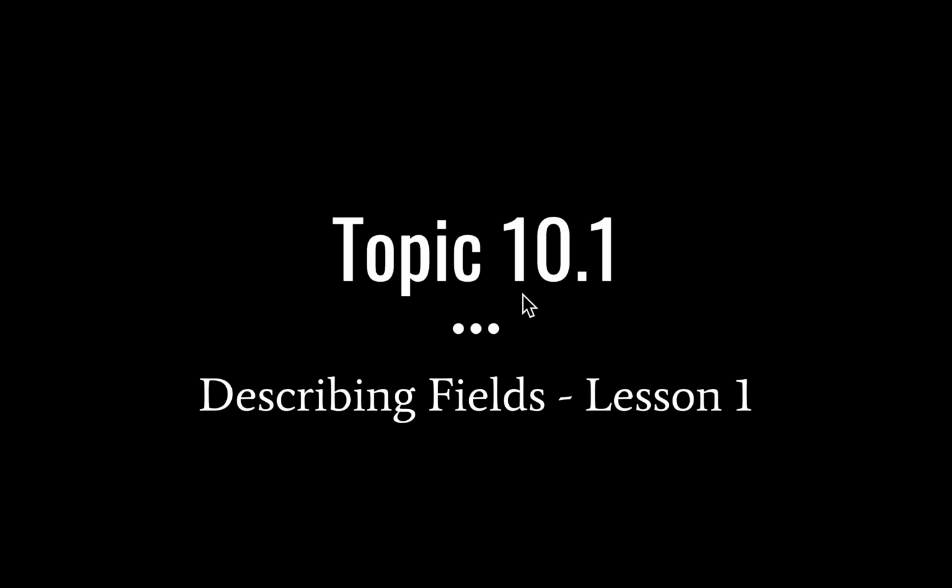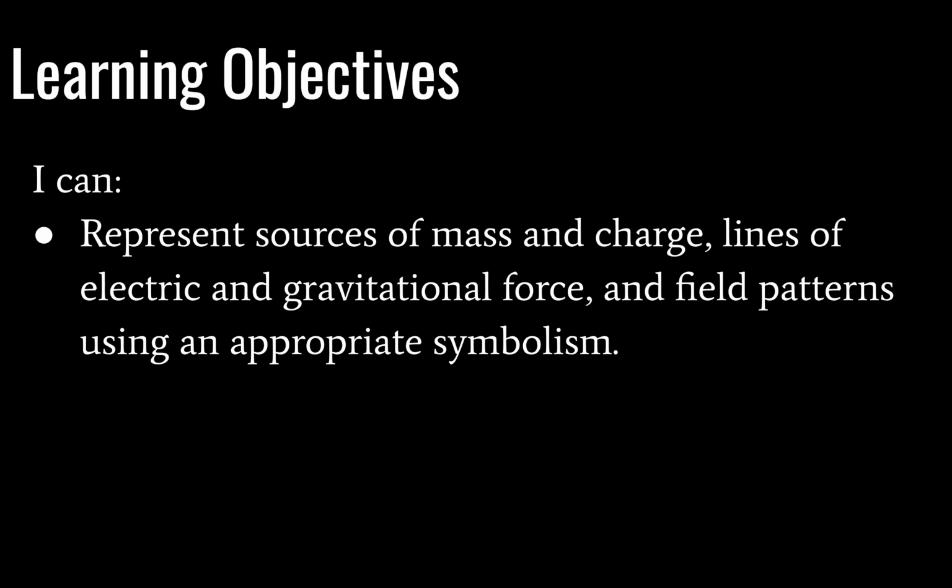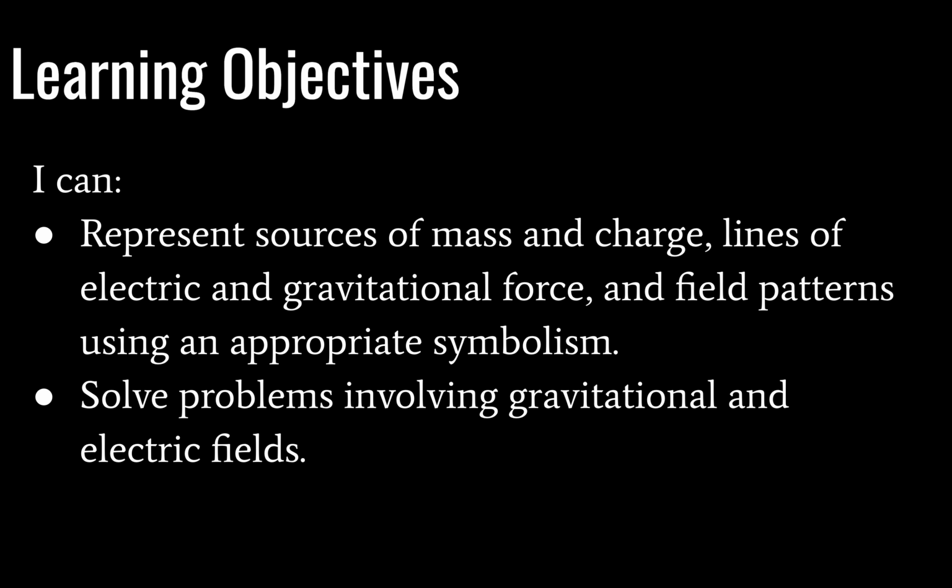Okay, today we're going to go over topic 10.1, describing fields, and this is the first of 2 lessons. So your learning objectives are to be able to represent sources of mass and charge, lines of electric and gravitational force, as well as field patterns using appropriate symbolism. Next, you'll be able to solve problems involving gravitational and electrical fields. This usually occurs via handout or example problems in your book.